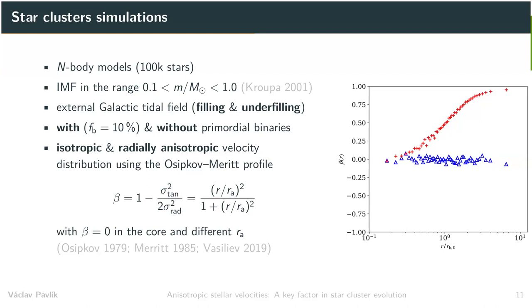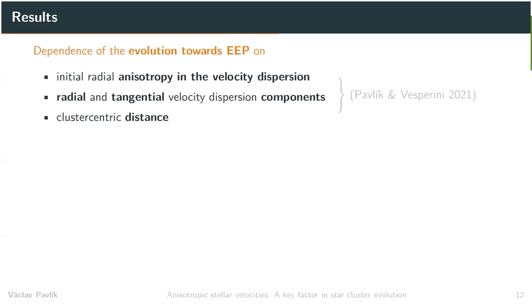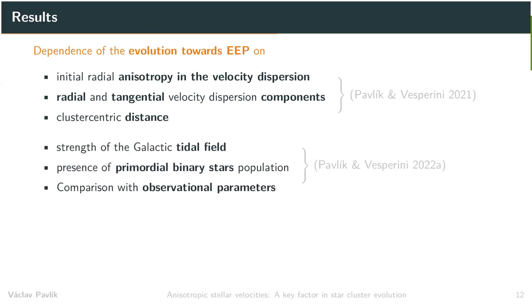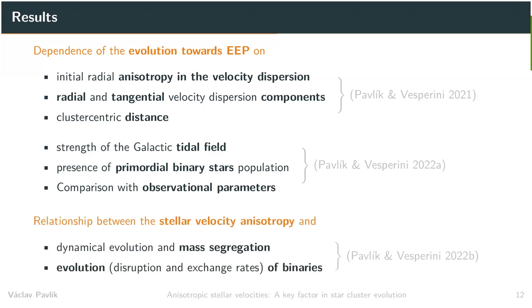Now, if you take those initial conditions and let them evolve, something interesting happens. You could see that the evolution towards energy equipartition depends on the initial radial anisotropy in velocity dispersion. I will get to that specifically later. You can study the radial and tangential velocity components, and it also depends on the cluster-centric distance, where you are, whether in the core or in the outer regions. There is also a dependence on the strength of the galactic tidal field and the presence of a binary star population, and we also compared it to observational parameters so that your 3D models and 2D observations could be matched against each other. And in the last study, we also found a relationship between dynamical evolution and mass segregation and differences in the evolution of binary stars.